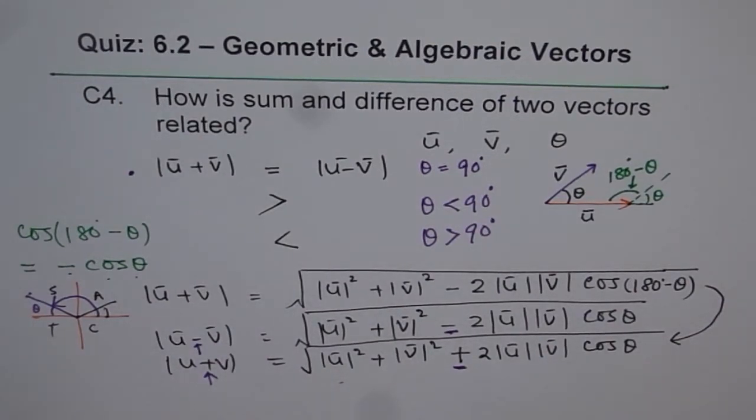So that is another way to explain the relation between the magnitude of u plus v and the magnitude of the difference of two vectors u and v. I hope that gives you a lot of information about this.